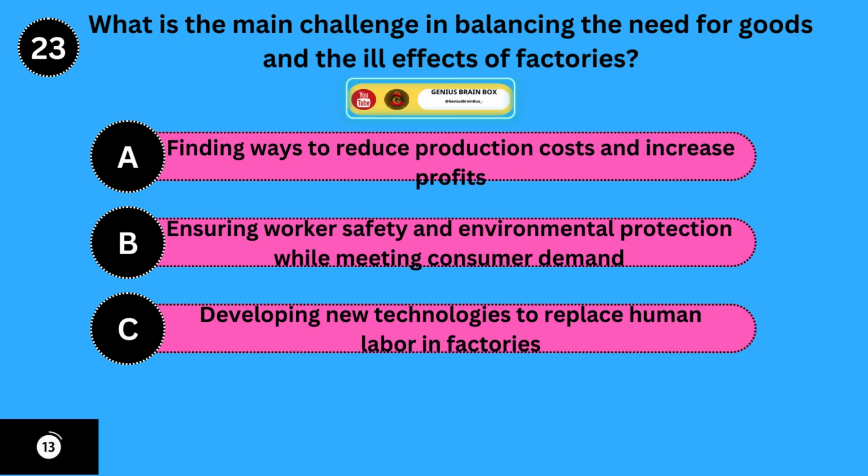Option A. Finding ways to reduce production costs and increase profits. Option B. Ensuring worker safety and environmental protection while meeting consumer demand. Option C. Developing new technologies to replace human labor in factories.